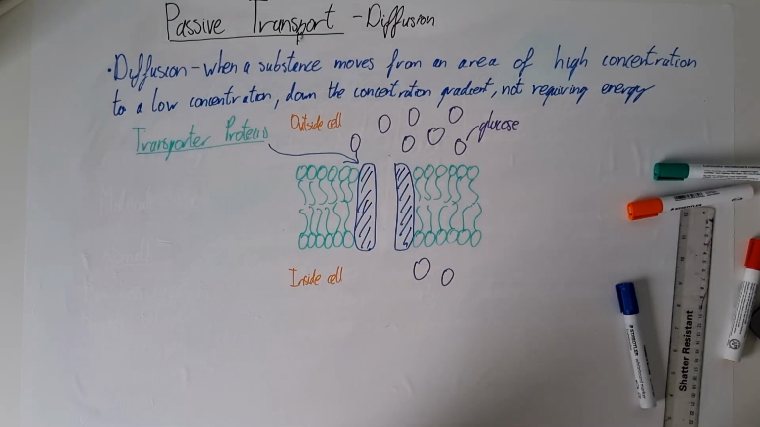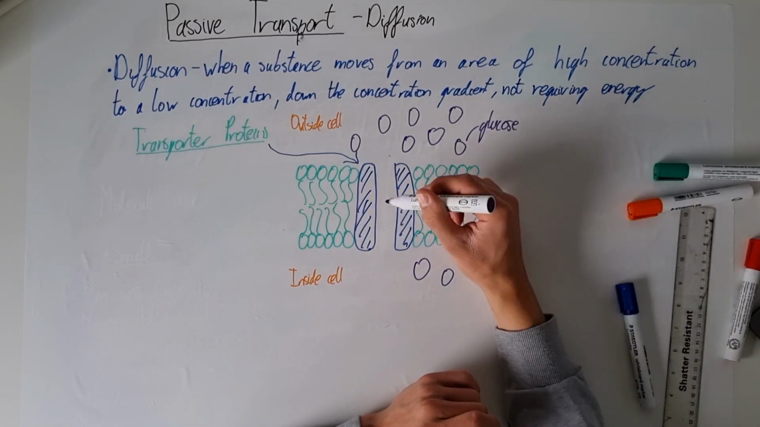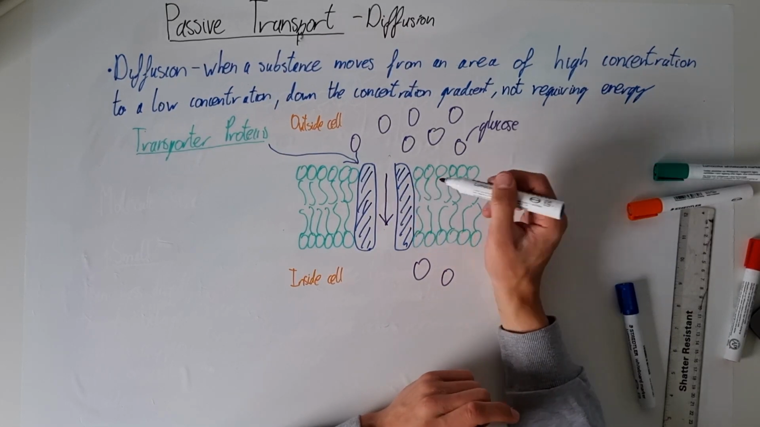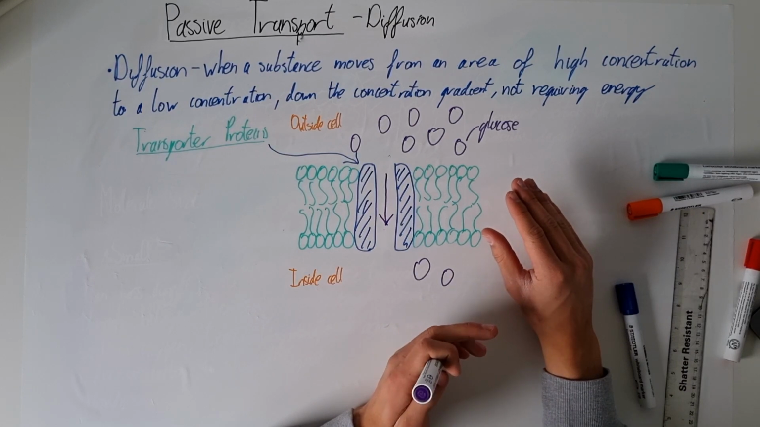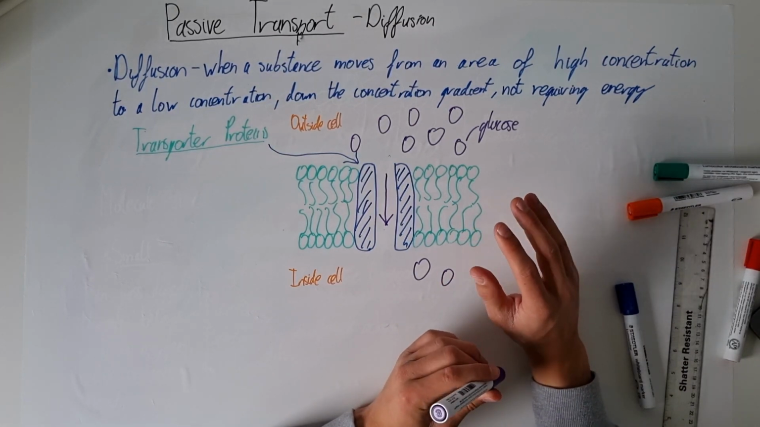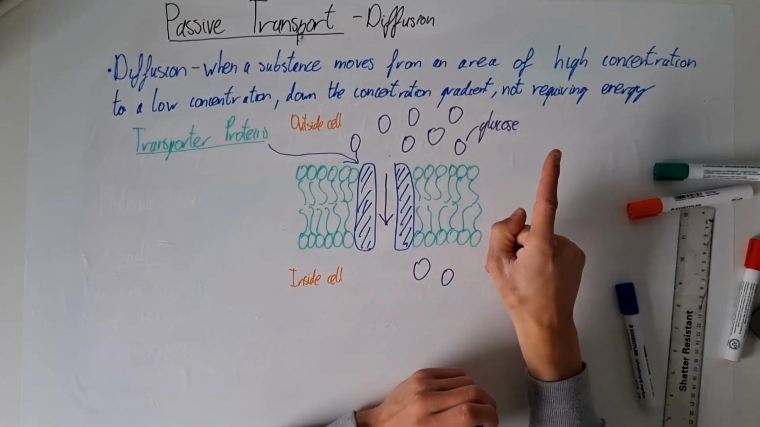So it still doesn't require any energy because it's still diffusion. So because there's a higher concentration outside than inside, we know we're going down the concentration gradient like so through this transporter protein, which is in the membrane. So these are what we call specific transporter proteins, and they usually only allow for the diffusion of one type of molecule through the cell.